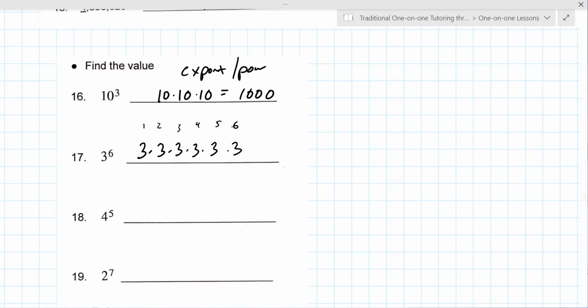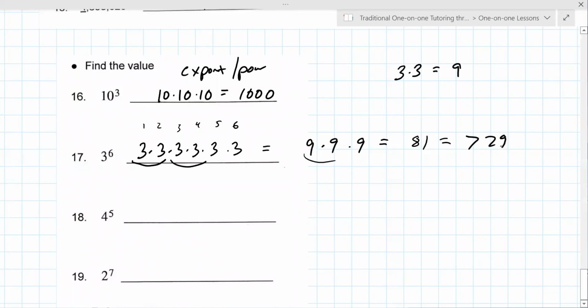Okay, 3 times 3 times 3 times 3 times 3 times 3, or you just do 6 times 6 times 6. But wait, 3 times 3 is not 6. 3 times 3 is 9. So I would break this up. The first two are 9, the next two are 9, and then the next two are 9. 9 times 9 times 9. Okay, 9 times 9 is 81. Maybe you've got that down for your multiplication table. And then times 9 again. Well, if you've got a calculator, it ends up being 729.